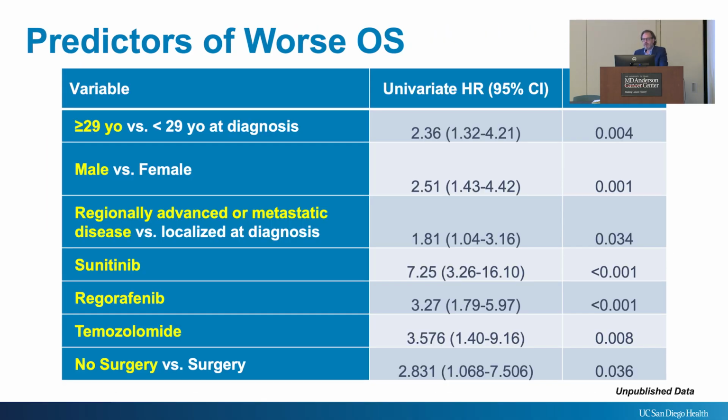When we looked at all the predictors of worsened overall survival, it was older age, being male, more advanced disease, more therapies, not surprisingly, and doing no surgery.